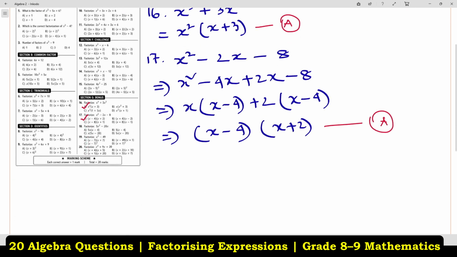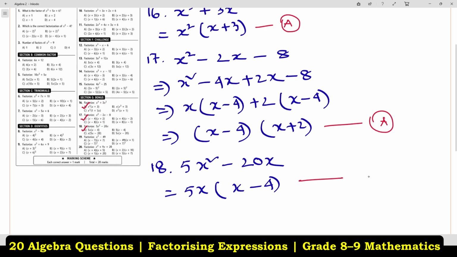Next, 17 done. 18. Here is 5x square and then 20x. So from here we can take common 5x. So here will be x minus 4. So which one? Here is 5x and x minus 4. It's number option A.